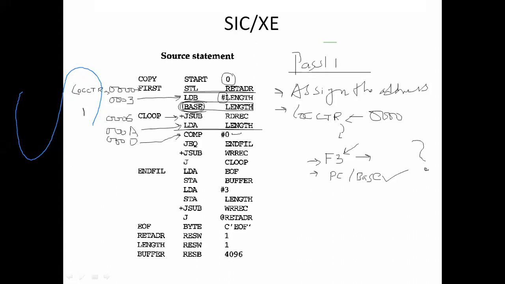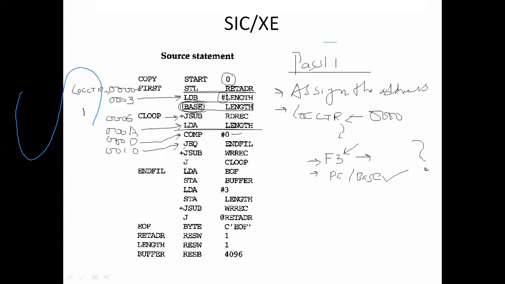Now once again, this is an immediate addressing mode instruction, but it is a format 3 instruction. So D plus 3. D is how much? B, C, D, E, F, 0. Okay, so 0010, I believe. Is it correct? Yes. 0010 is where the instruction jump if equal to end fill is going to be located.